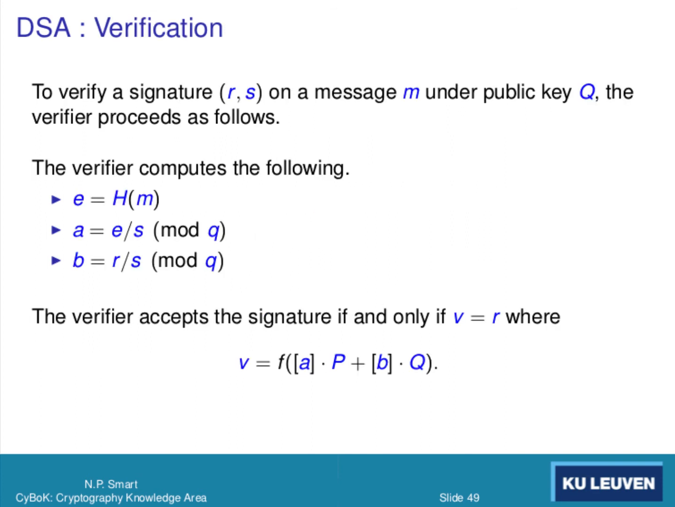Okay, so that's the signing algorithm. To verify, we hash the message again. We then compute a value A, which is the hash value divided by S mod Q, where S is the second component of the signature.